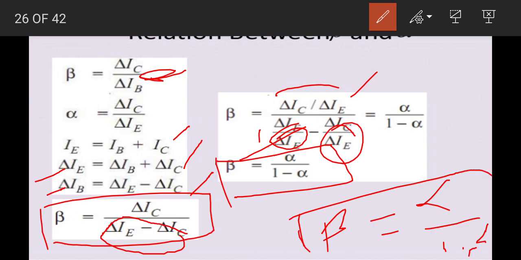This is the equation for the common emitter current amplification factor beta in terms of alpha. It is the important thing. Okay, next slide.